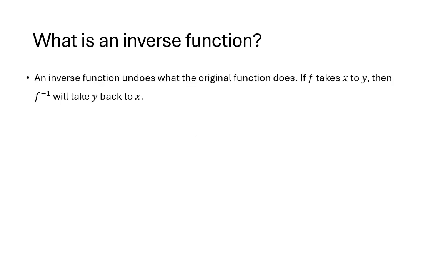So an inverse of a function undoes what the original function does. For instance, if f takes an input x and gives you the output y, then f inverse will take that output and give you back the input. So it's like the reverse. And this is the notation for f inverse: f raised to the power minus 1.